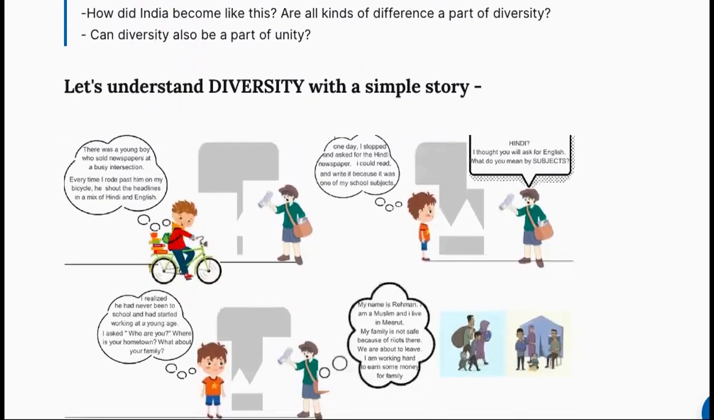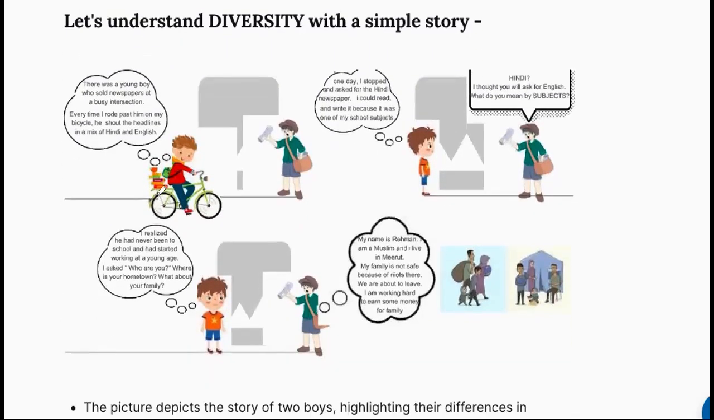Here is a story of a boy named Rahul. Every day while going to school, he sees a boy selling newspapers. One day he stopped and asked for a Hindi newspaper from this boy. The boy got shocked. He said, Hindi? You seemed educated. I thought you would be asking for an English newspaper. Rahul said, I'm proficient in both the languages. That is one of my school subjects. The boy got shocked. He said, subjects? What do you mean by subjects?